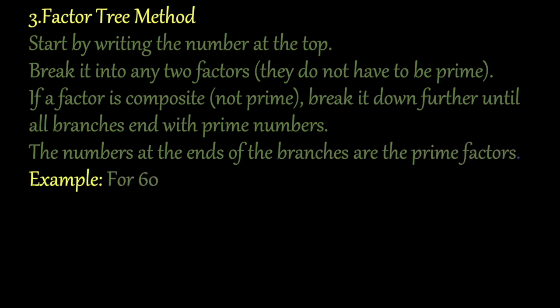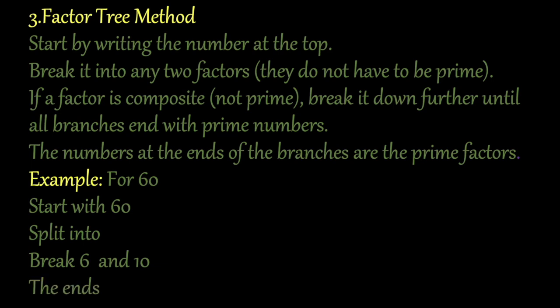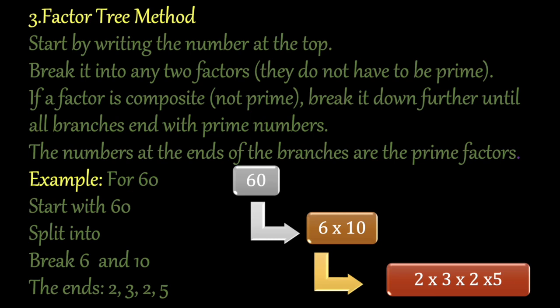Here we will take the example 60. Start with 60 and split it into two numbers. Here we will break 60 into 6 times 10, and then 6 can be split into 2 times 3 and 10 can be split into 2 times 5. Therefore, in a simple tree diagram, we can see 60 split as 6 times 10. Further, 6 splits into 2 times 3 and 10 splits into 2 times 5.